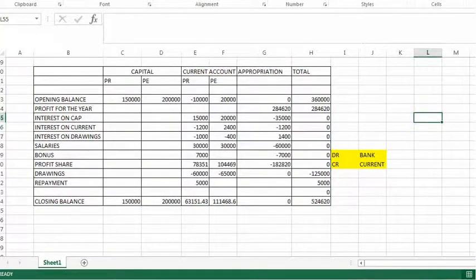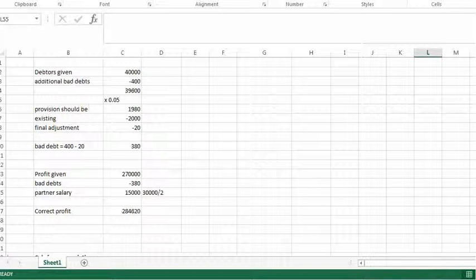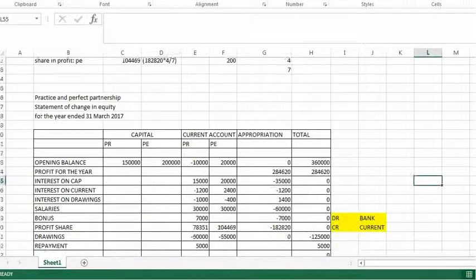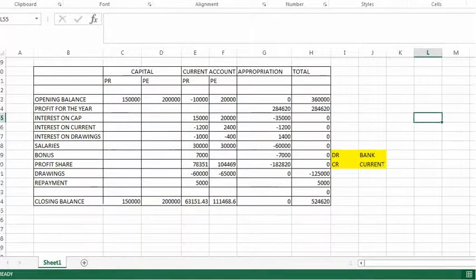So I hope that this video has helped you a bit to understand the statement of changes in equity. I think this is really an easy question. It was a total of 35 marks. So if you can do this, you have 35 marks. I think it's pretty fair.